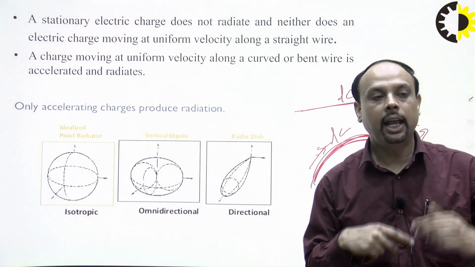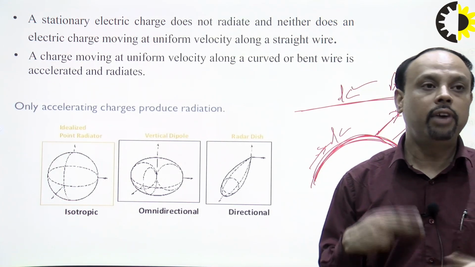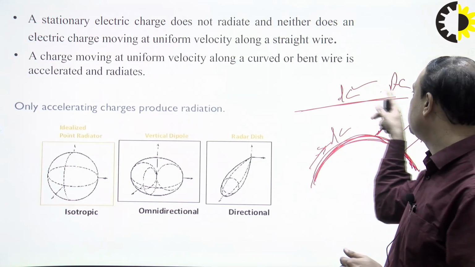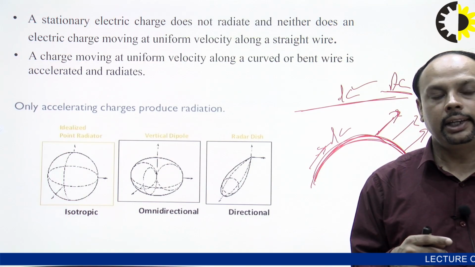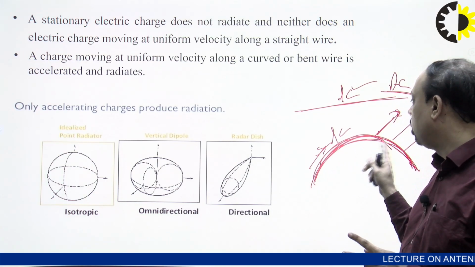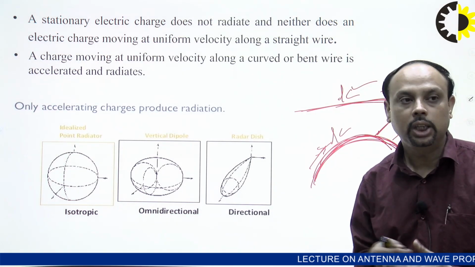AC is again varying with time, and due to the variation in the velocity of the electron due to the transmission of the AC signal, there is radiation. So the two methods are: either you bend the wire, or you flow the AC current into the wire, so that the total radiation can take place.